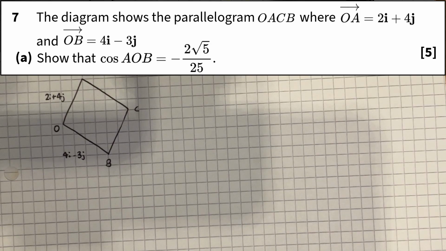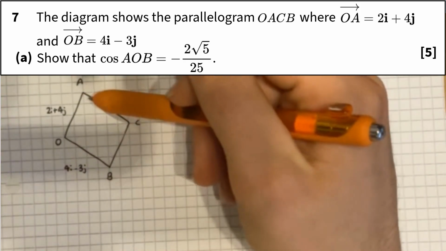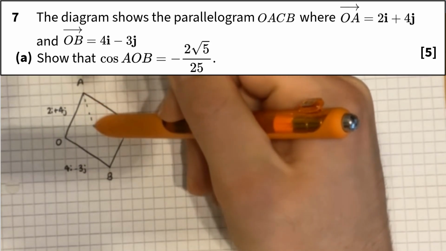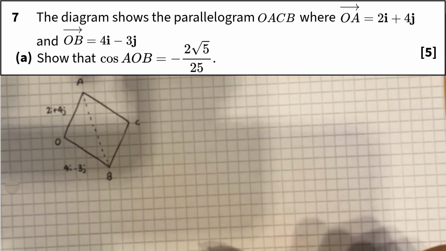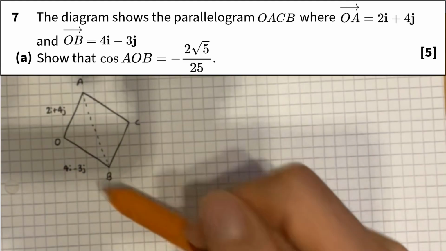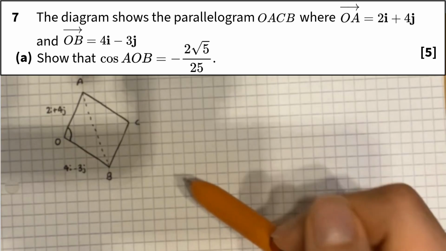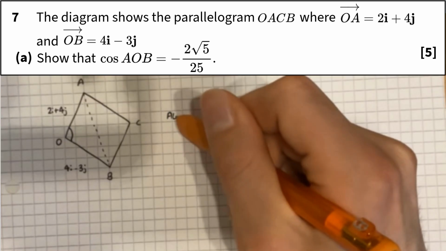So let's do it. The first thing I'd be looking at here is that O to A and O to B form a triangle if we draw a dotted line down here. The main thing we're going to do in the question is find the angle here at O, so I'm going to label this on. But what I'm going to do first is find the vector AB, which is the dotted line.